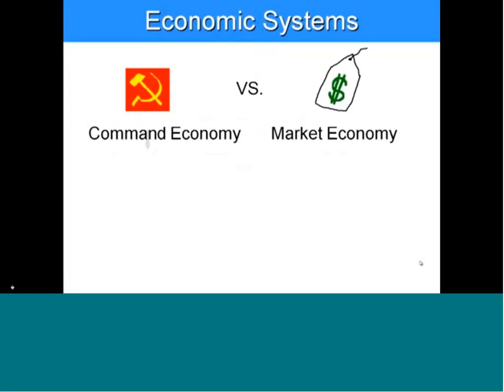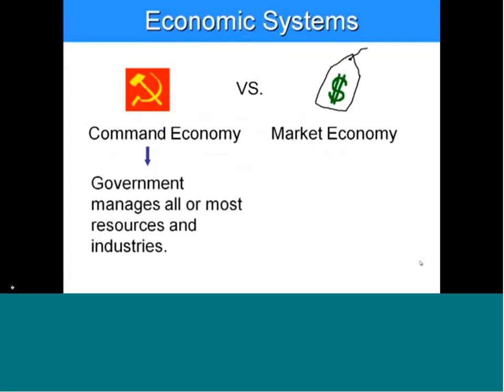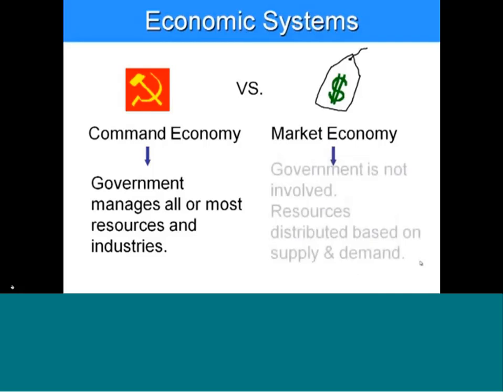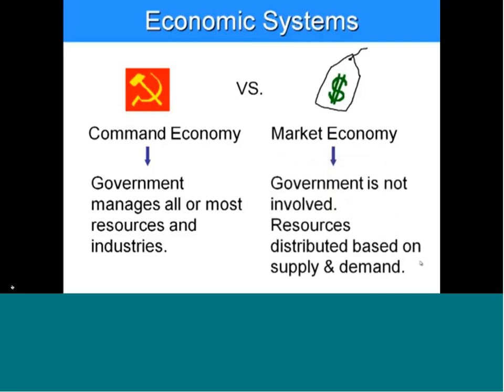Now, a command economy is an economic system where the government manages all, or in some cases, most, of the resources within the nation and oversees the types of industries that are going to operate. In a market economy, government is not involved. The resources within that nation get distributed, shared within this society based on this notion of supply and demand.